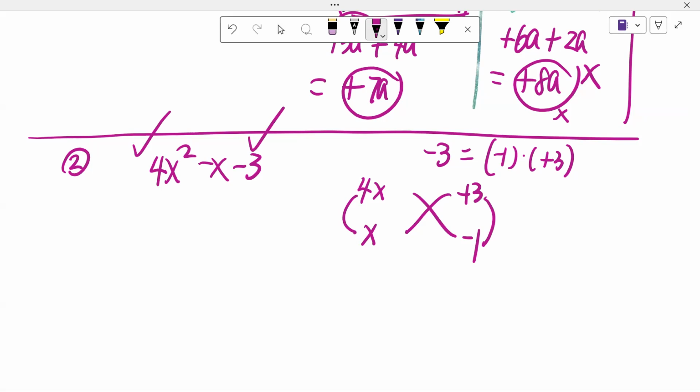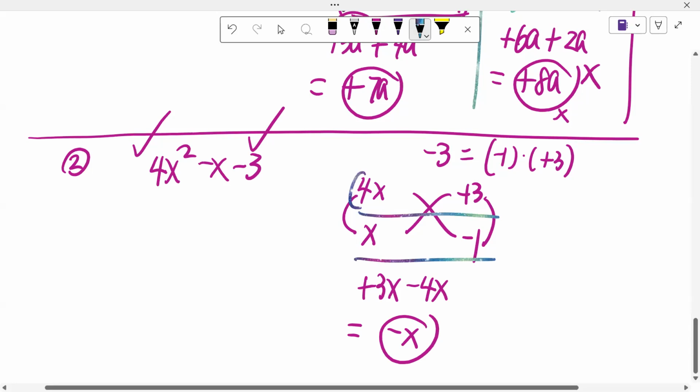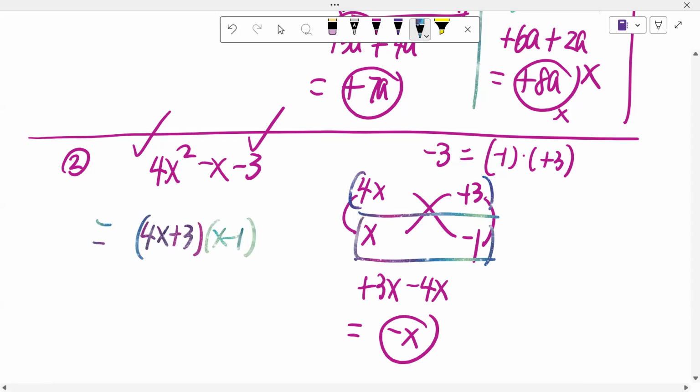Now we're going to confirm the middle term by cross multiplying. So plus 3 times x is plus 3x. -1 times 4x is minus 4x. Combine them, 3x minus 4x is minus x. Then we get minus x, so it's 4x plus 3 and x minus 1. That's the correct combination. Any question about this?